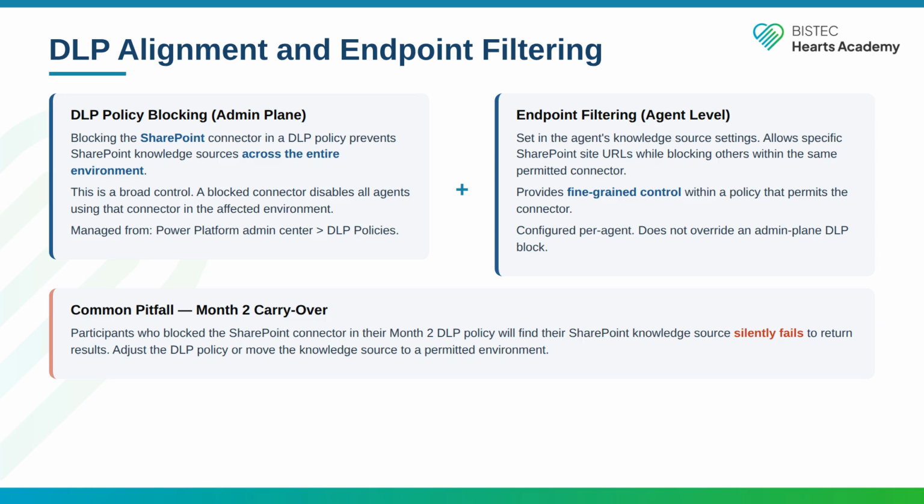If your Month 2 DLP configuration blocked SharePoint broadly, and you need SharePoint knowledge sources for today's challenge, you have two practical options. Adjust the DLP policy to move SharePoint from blocked to business for the environment you are working in, or build the knowledge source in a different environment where SharePoint is already permitted. Document whatever change you make, and the rationale. DLP policy changes affect every agent in the environment and should be treated as change-managed events.